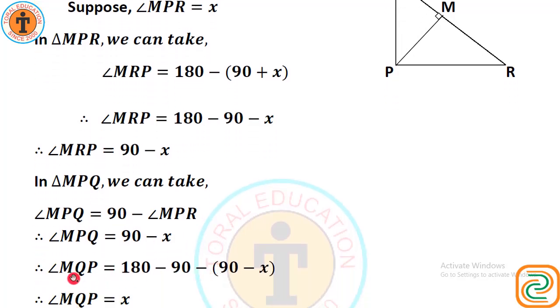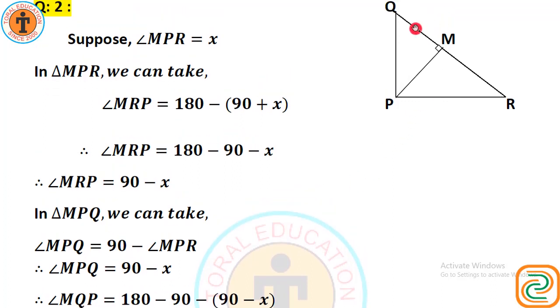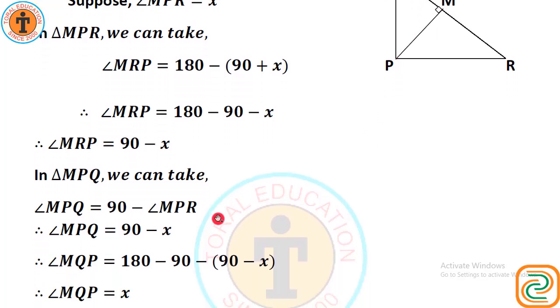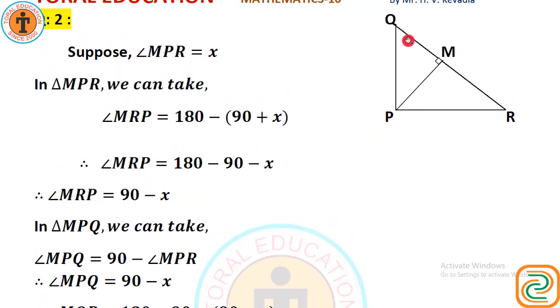Now MQP is equal to 180 minus 90 minus (90 minus X). 90 minus 90 is 0, and 180 minus 180 is 0, and minus and minus makes plus, that is plus X. So MQP is X. This one is also X. This one is X, this one is X, this is 90, this is 90. So both the triangles are similar.